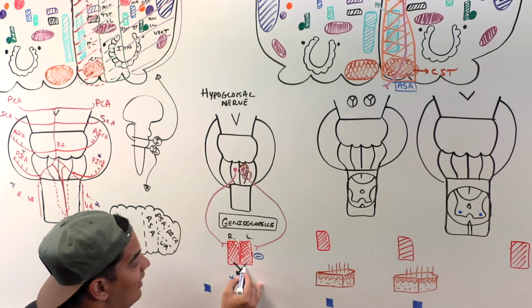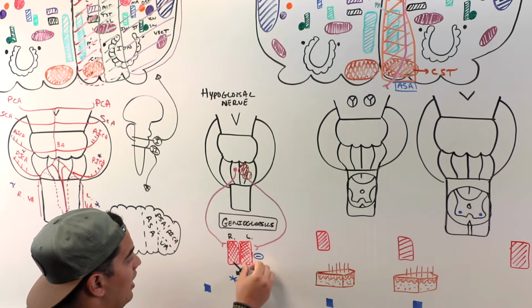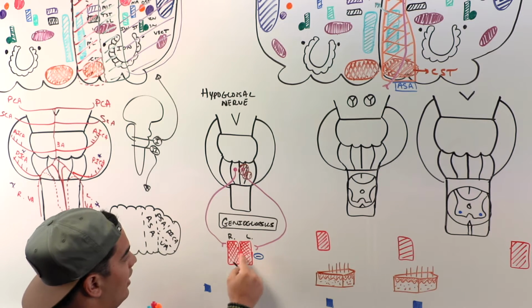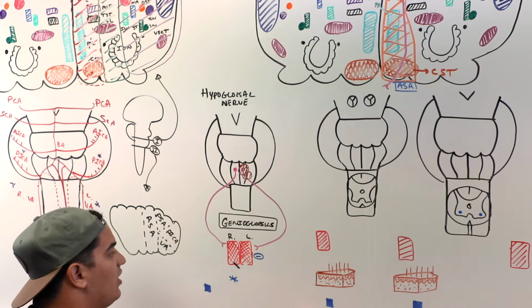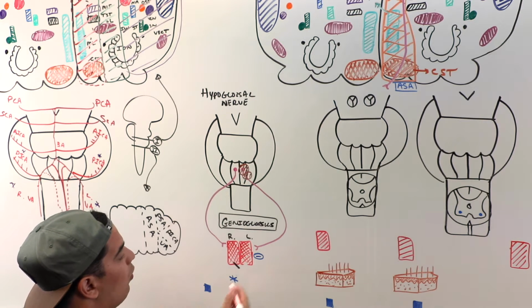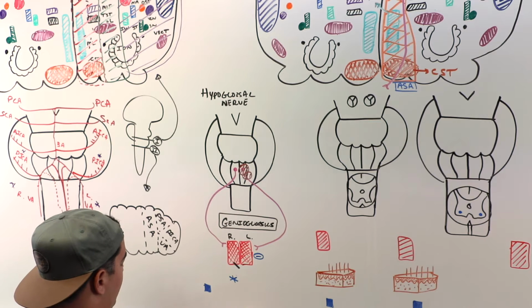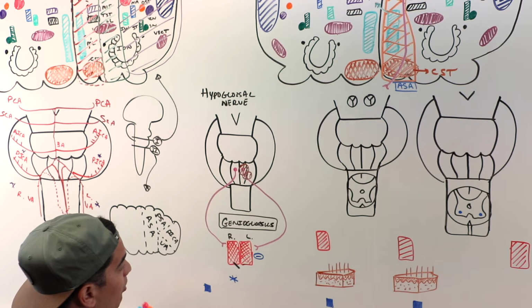So because of that, this movement here, let's actually draw it like this. This movement here of moving the left genioglossus, kind of causing the tongue to protrude towards the left, what's going to happen here? As we try to do this, it'll move to the right.